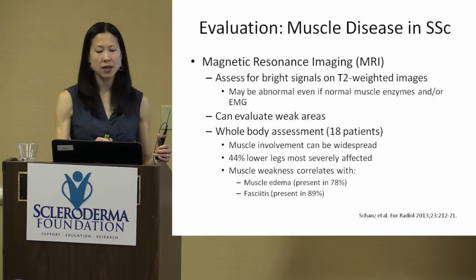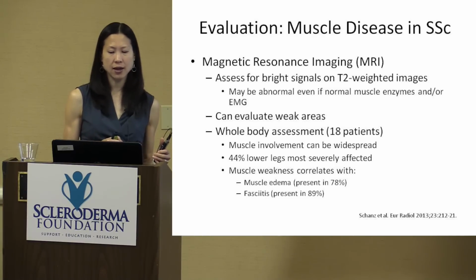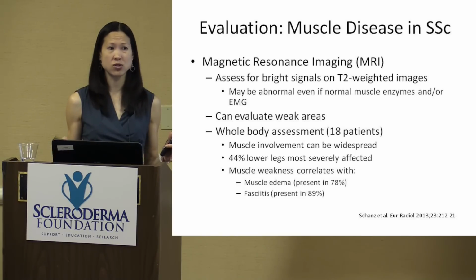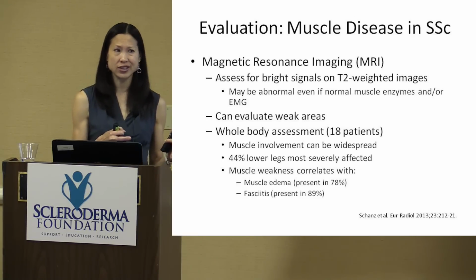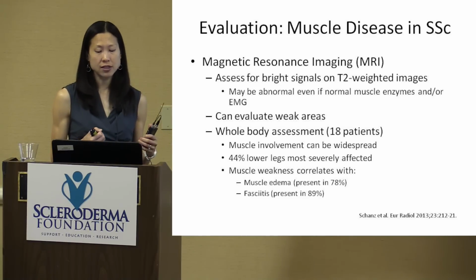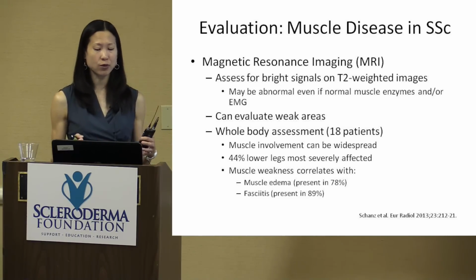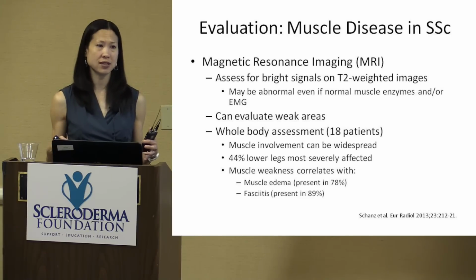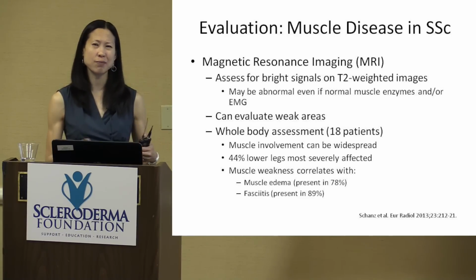But there was a study done just of 18 patients doing a whole body assessment using MRI, and found that the muscle involvement can be very widespread and also can be somewhat patchy. So you might not catch it in that one area you're able to get the MRI of. The good thing to know is that about 44% of patients who have this whole body assessment have lower legs involved, and most severely. So that might be an area that you should go for.